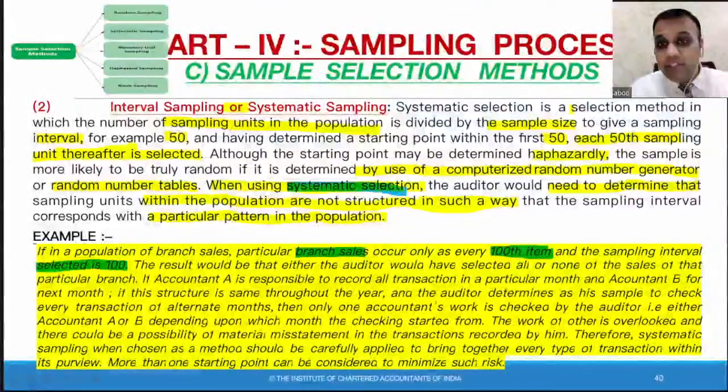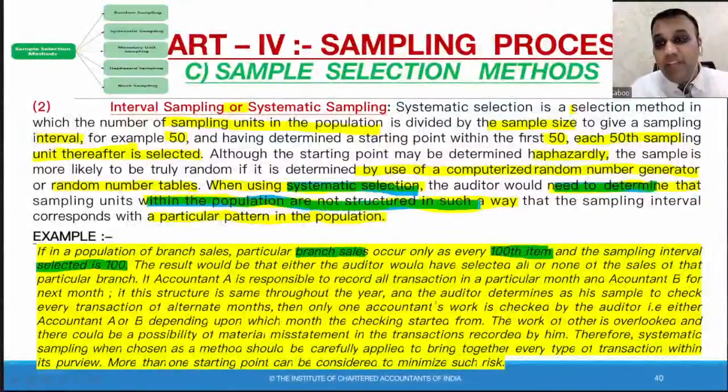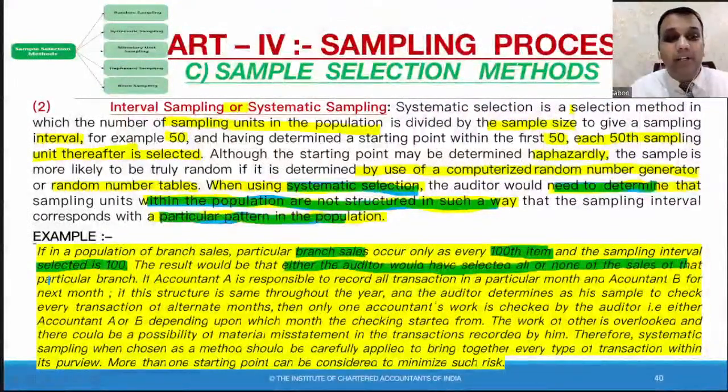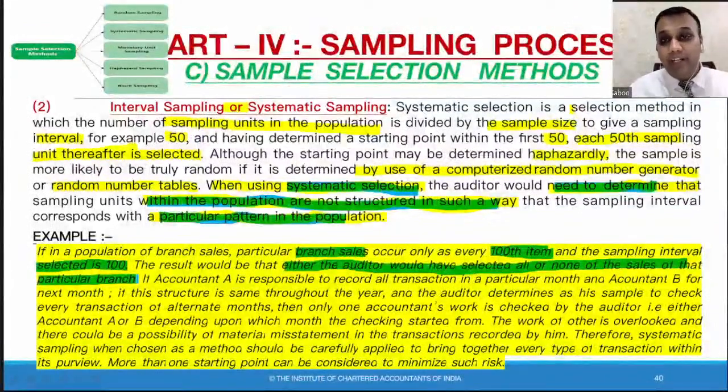When using systematic selection, the auditor needs to determine that sampling units within the population are not structured in a way that the sampling interval corresponds to a particular pattern, which is happening in our example. The result would be that either the auditor would have selected all or none of the sales of that particular branch. If I have set my interval at 100, my sample would consist of only branch A sales. All other branches would be neglected. And if my sample consists of every 101st invoice, every invoice after the 100th invoice, my branch A sales would not find a place in the sample.